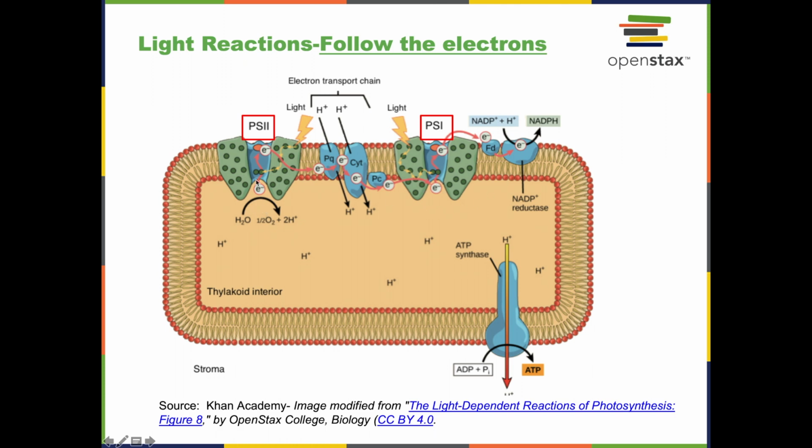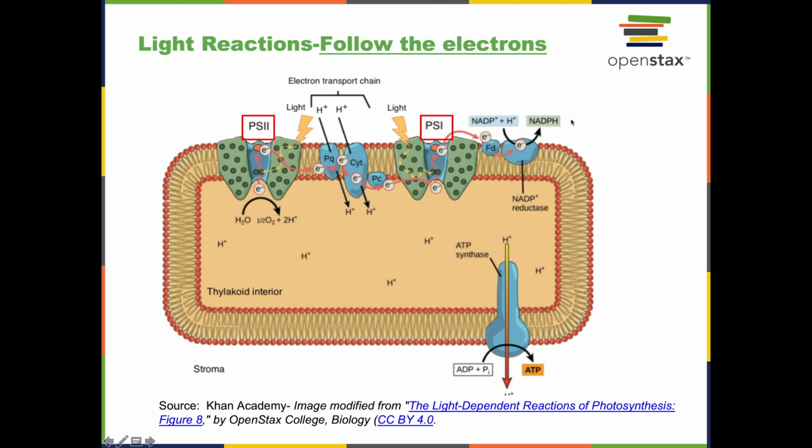Now, how is this electron replaced? Well, it comes from the electron transport chain. That's why this comes in the beginning. Photosystem 2 supplies the electron that photosystem 1 needs to keep going. All right, so if you just follow the movement of electrons down the pathway, you'll see what happens.